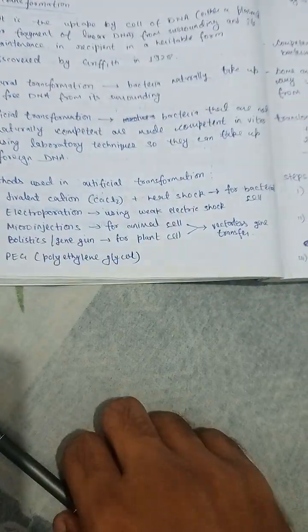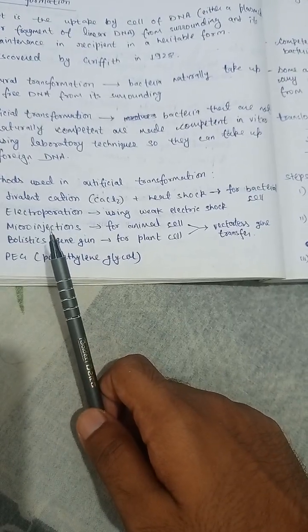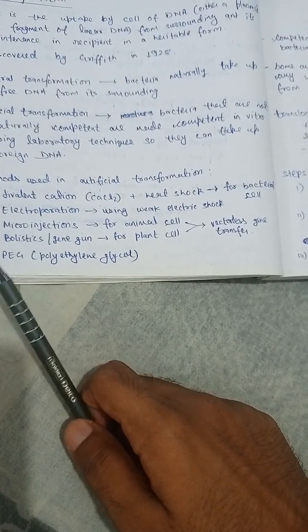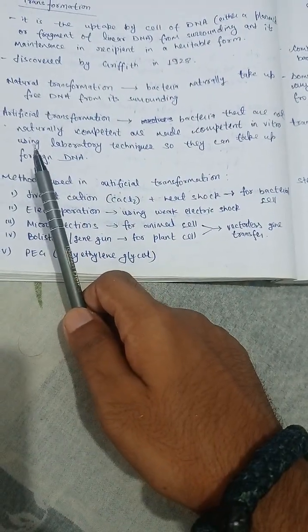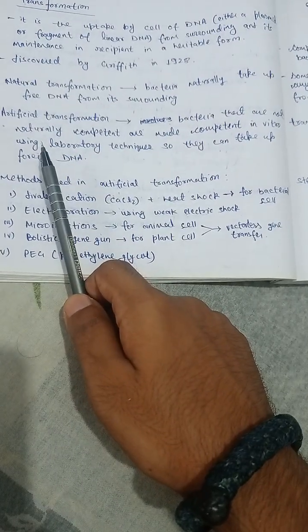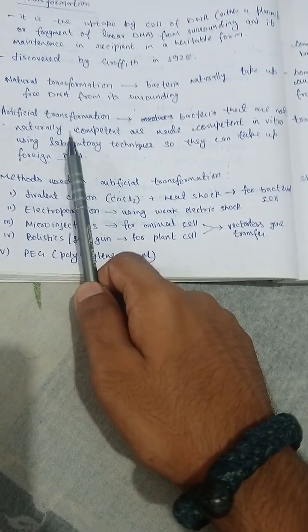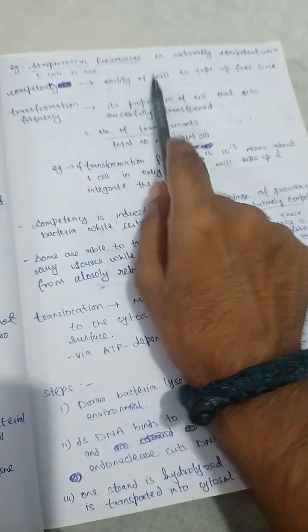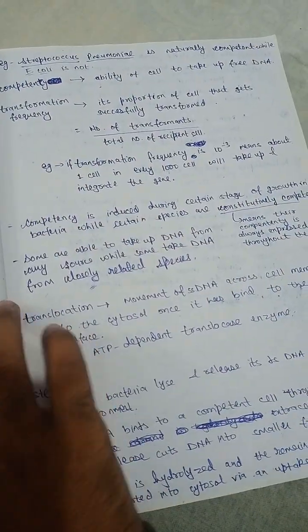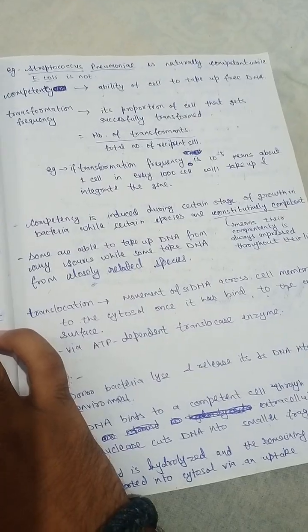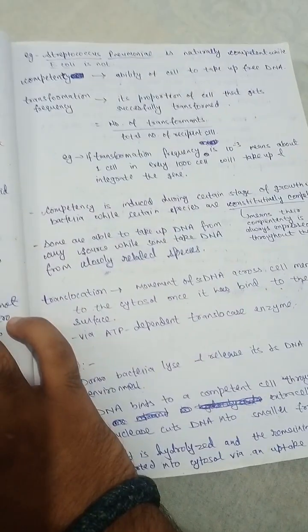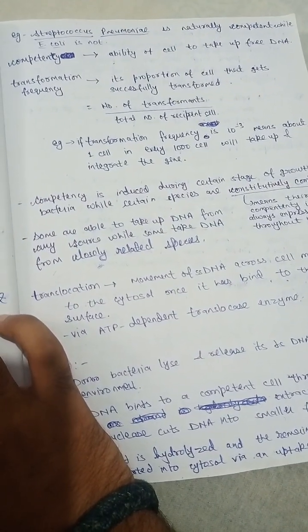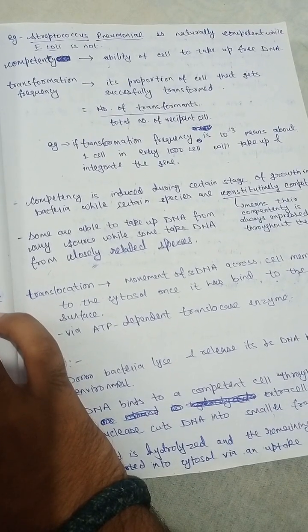So let's see an example of a bacterium which is naturally competent, which can be transformed naturally, and a bacterium which cannot be transformed naturally and needs to be made competent artificially. For example, Streptococcus pneumoniae is naturally competent, meaning it can take up DNA from the surroundings naturally without any efforts made by us, whereas E. coli is not a naturally competent bacterium. It has to be made competent artificially in the lab.